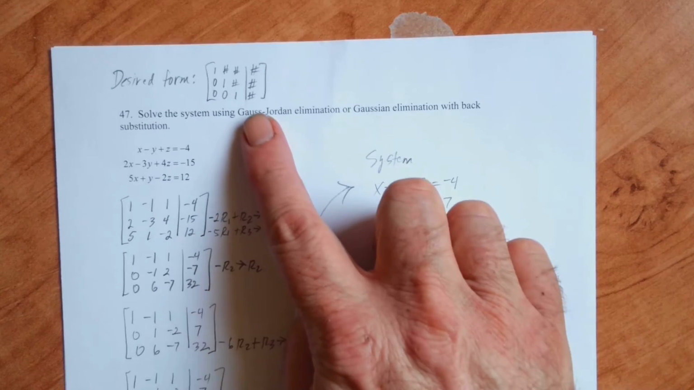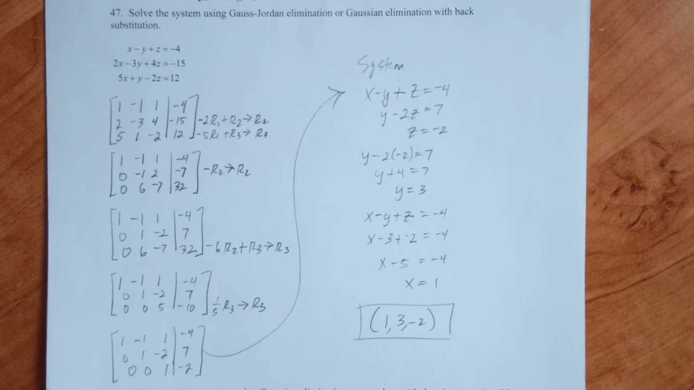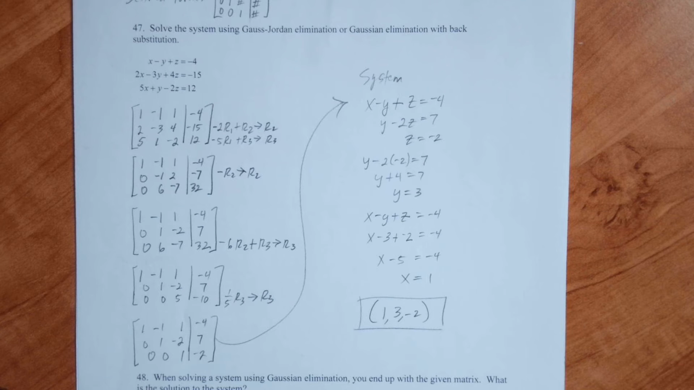On number 47, this is your desired form. And so you do your matrix operations. Let me make this just a little smaller so you can see it all on one page. So you take this matrix and you do row operations till you get to here. This is what we call row echelon form. We're doing Gaussian elimination with back substitution, so then you write your equations and you can solve those using back substitution.